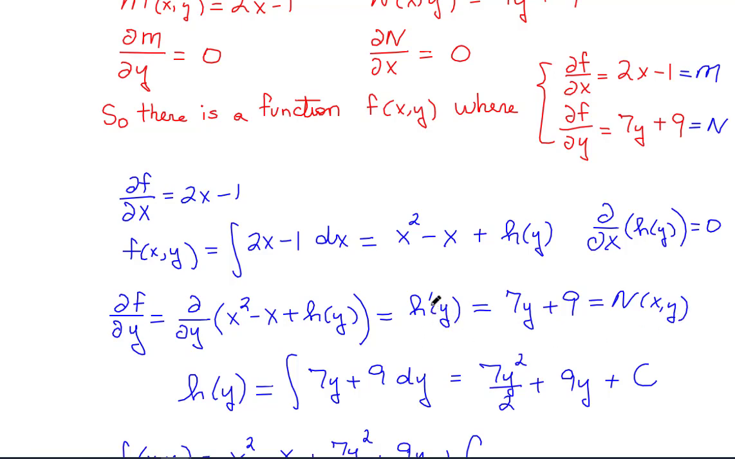Alright, so I have h prime is that piece. So to get my hands on h, I integrate with respect to y. So I integrate 7y, I get 7 halves y squared plus 9y plus now an arbitrary constant.